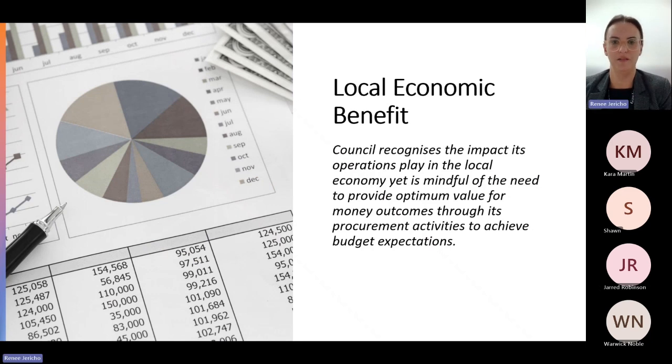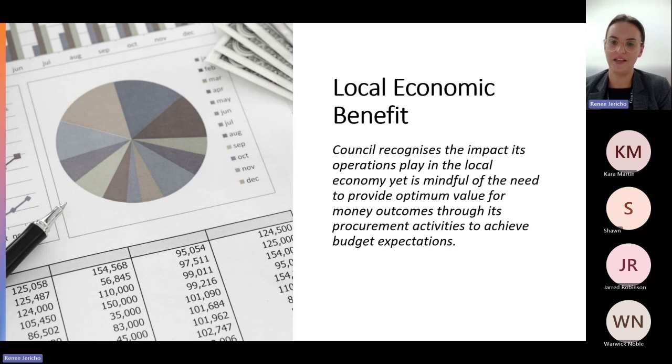Local economic benefit. Council's procurement policy defines local as within the town of Gawler and within 20 kilometres of the town of Gawler. We recognise the impact our operations play in the local economy, yet must remain mindful of the need to provide optimum value for money outcomes through our procurement activities.